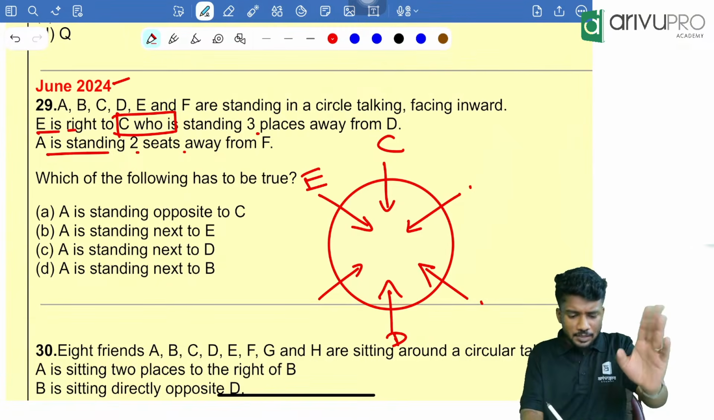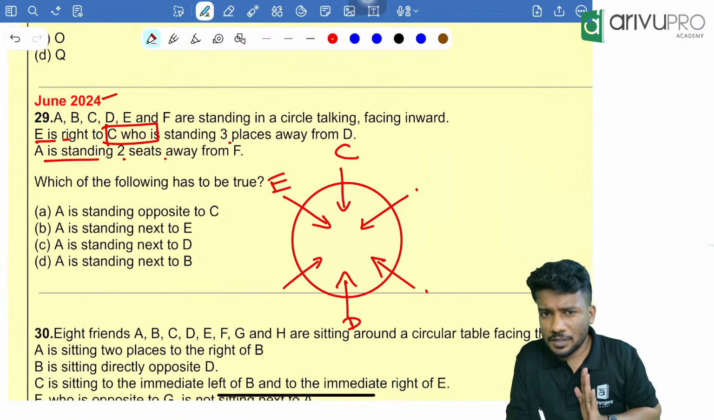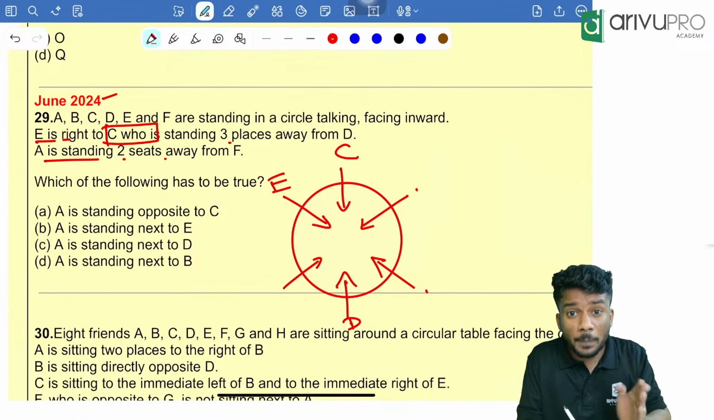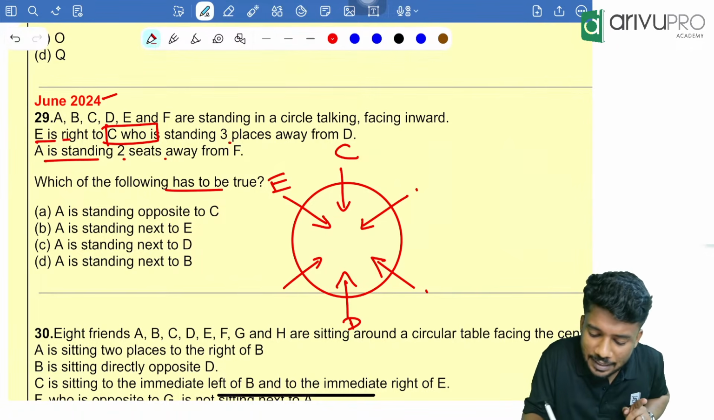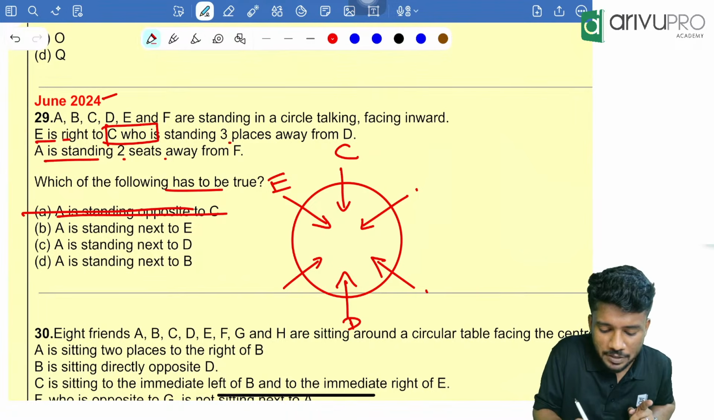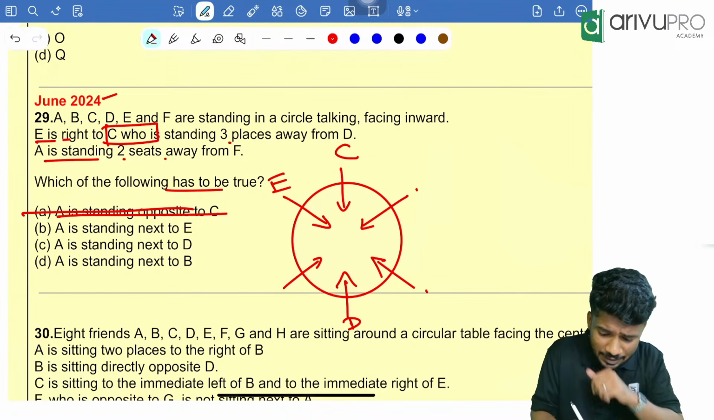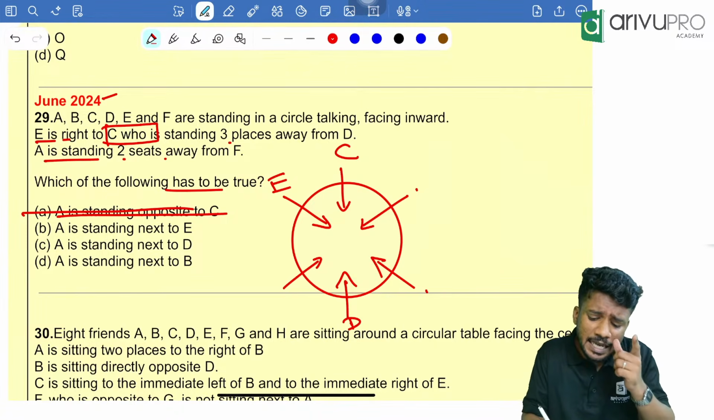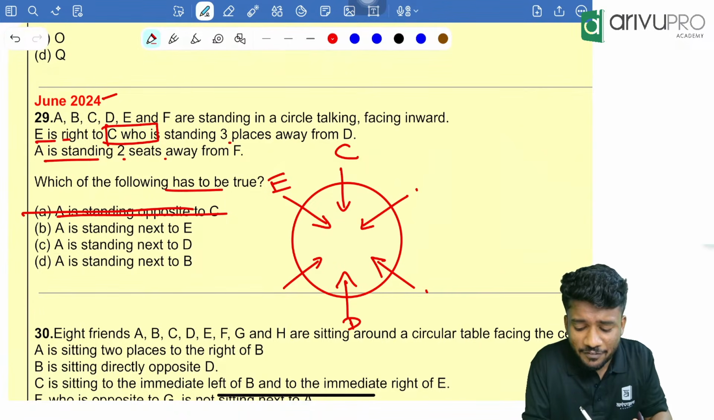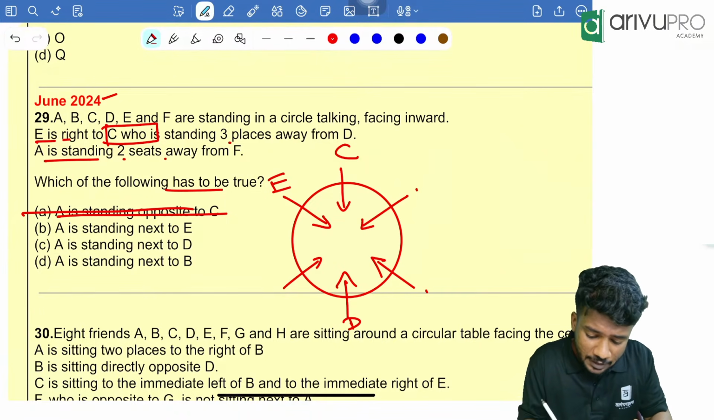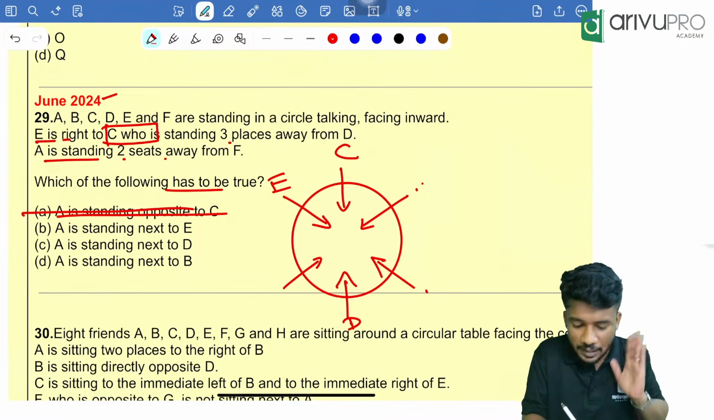Now people, look at this question. A is standing 2 seats away from F. We don't know the position of F. One by one, according to the options, we will answer. Which of the following has to be true is the question. A is standing opposite to C. Is that possible? Option A is wrong. Why? Because D is standing opposite to C. A is standing next to E can be a possibility because A is standing 2 seats away from F. Correct? If F is over here, A can be here. That is a possibility only, not definitely true.